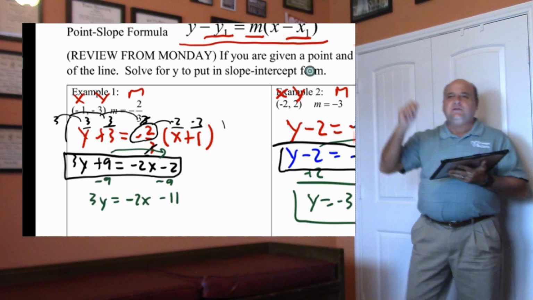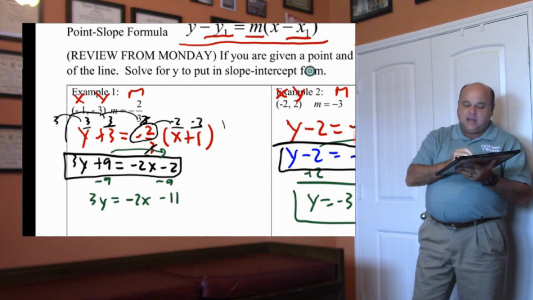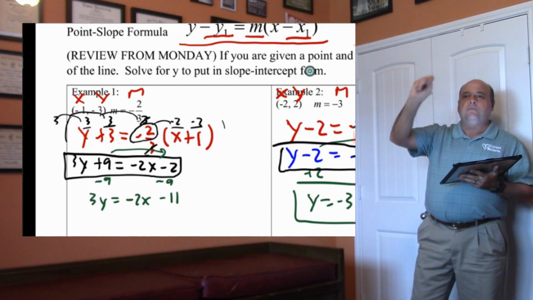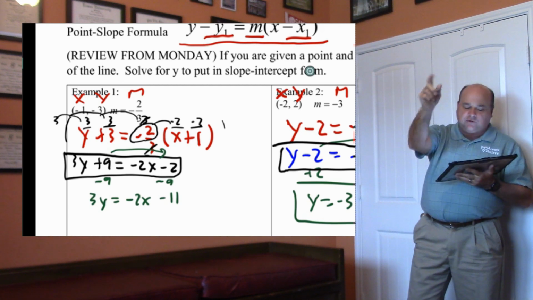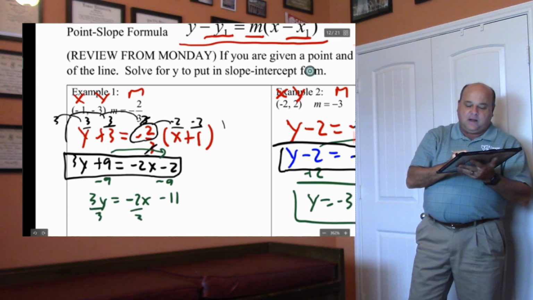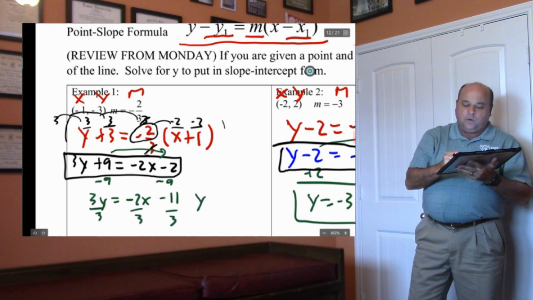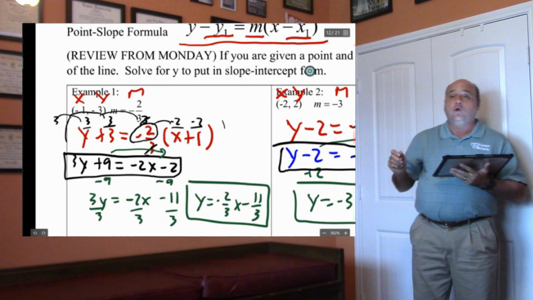And the last step is to divide by 3 times. This is going to be a lot easier than multiplying the fraction twice, okay? So stay with me. We're going to divide by 3, and we'll end up with y equals negative 2 over 3x minus 11 over 3. And I have my slope-intercept.